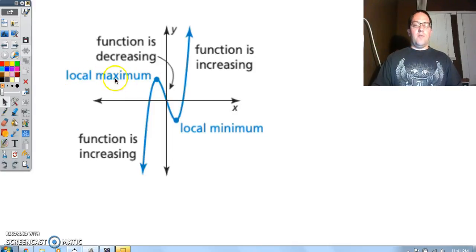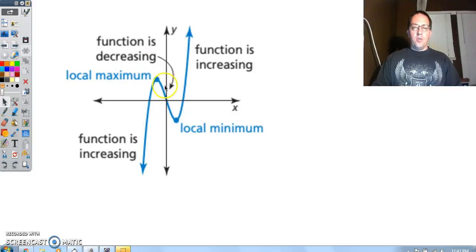Another word you could use instead of local maximum, they may call it the relative maximum. Relative to the stuff around it, it's higher. Compared to everything in this location, it's the lowest, right? Now, remember you have function increasing. If you go from left to right, your function is going up. Decreasing if your function is going down from left to right. Always move left to right.